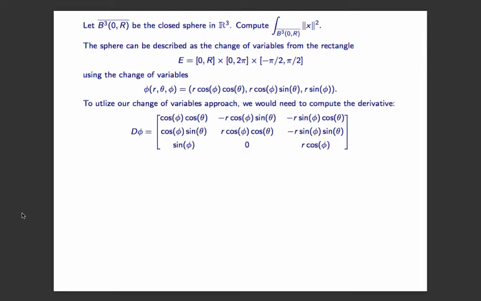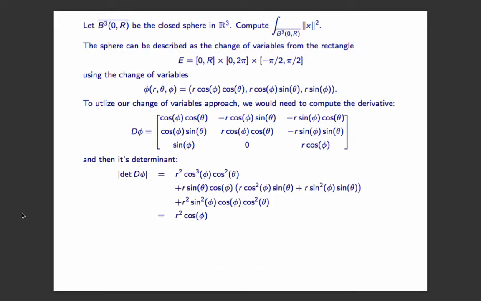To utilize our change of variables approach, we would need to compute the derivative of this spherical change of variables, which is given here. I would encourage you to double check that, pause and work through this computation. We can take the determinant, right? That would give me r squared times cosine of phi, and again I would encourage you to double check that work and to go through those computations on your own.